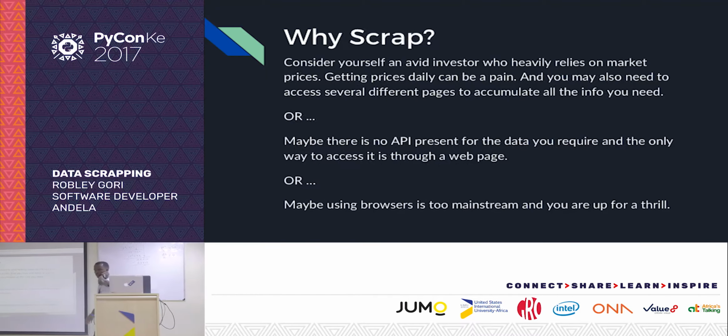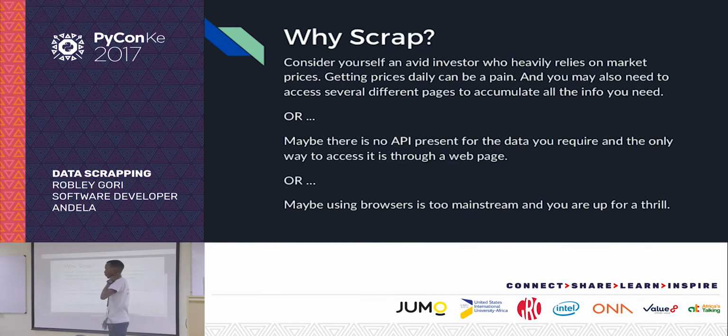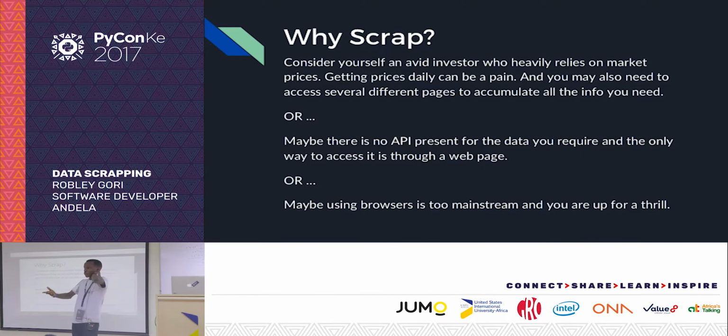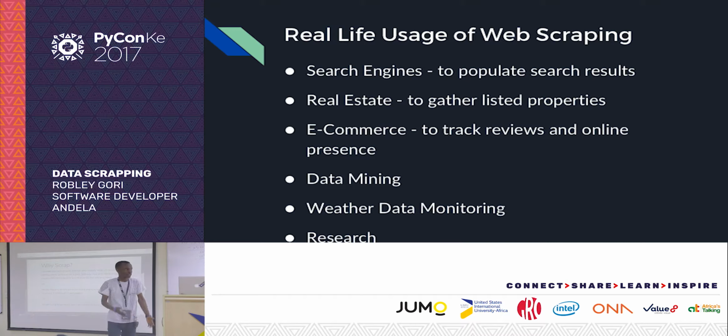So the next bit is about why scraping. Consider yourself an avid investor. You have interest in market prices, or the tenders in Kenya are now posted on government websites. Maybe there is no API for the data you want. Most websites these days build APIs, but the old school ones don't. For example, the government doesn't have APIs and they post the tenders online. Since it might be quite tedious going through each and every government website looking for tenders, you can just build scrapers and they'll be doing it for you. Or using browsers is too mainstream and you're up for a thrill.